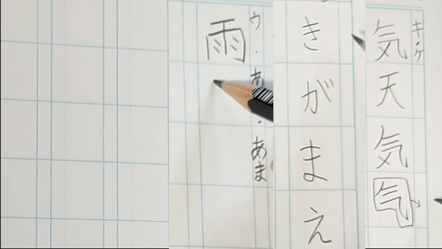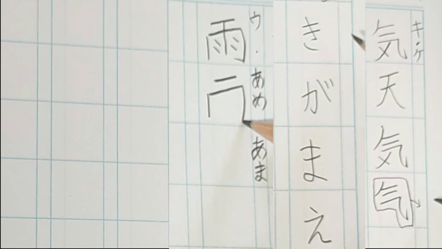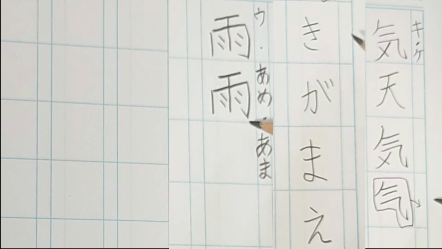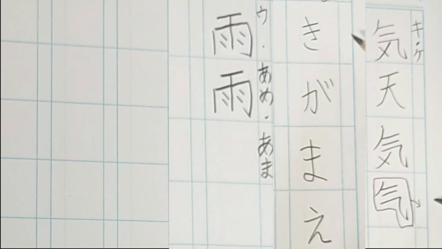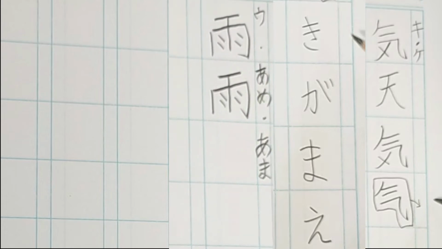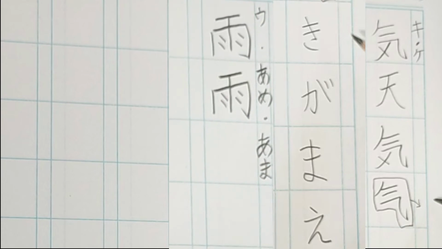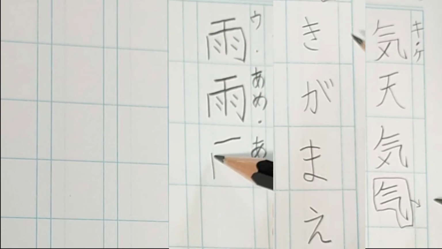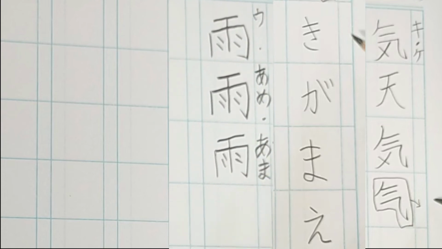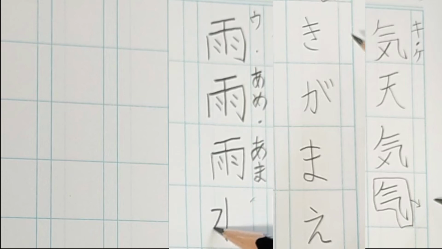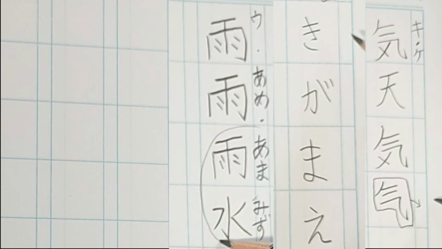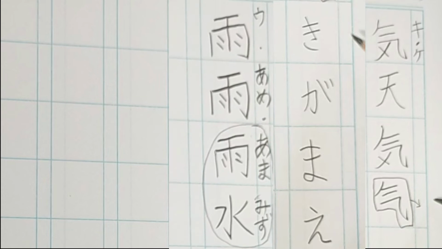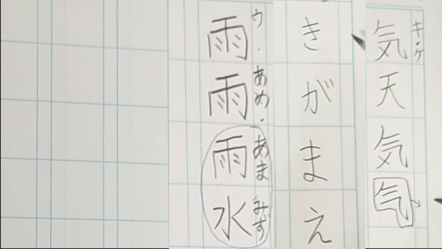So, for ame, the strokes are 1, 2, 3, 4, 5, 6, 7, 8, okay? It's kind of drops, raining, yeah, 4 drops. Then, ame is just rain, and let's write amamizu. Mizu is water, so ama is used in amamizu. There's the expression amamizu. The water of rain. Okay. Next, let's try the next one.